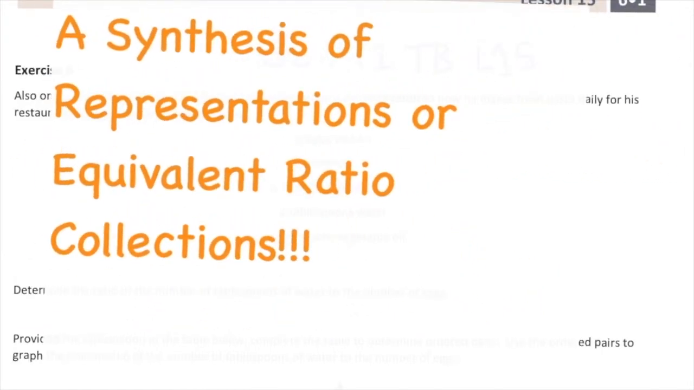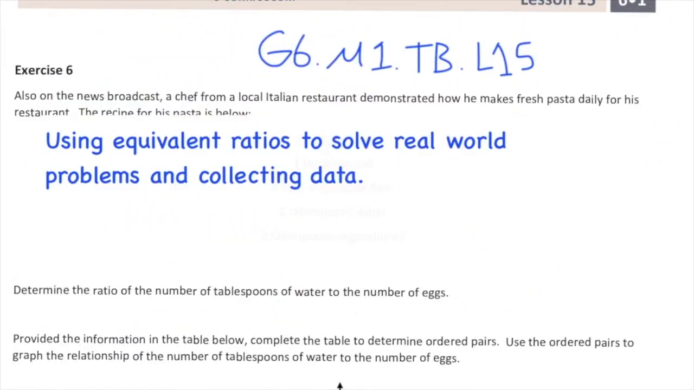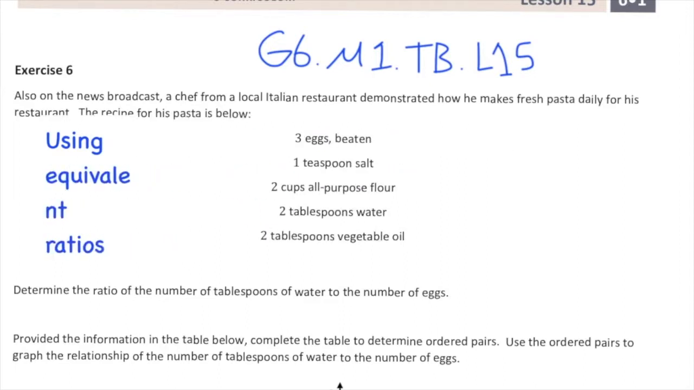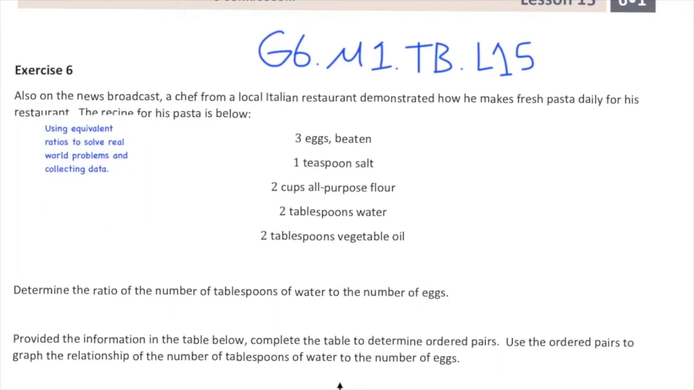So basically, let's throw that out. A better way of saying it might just be using equivalent ratios to solve real-world problems and collecting data. So we're just going to leave that up over here, which means I now have to change the font to something a lot smaller, but that way you can still zoom in.